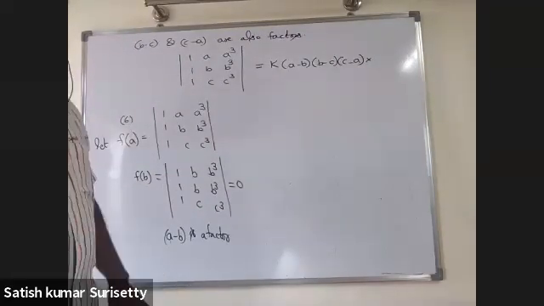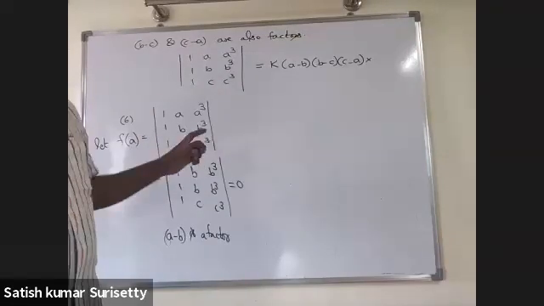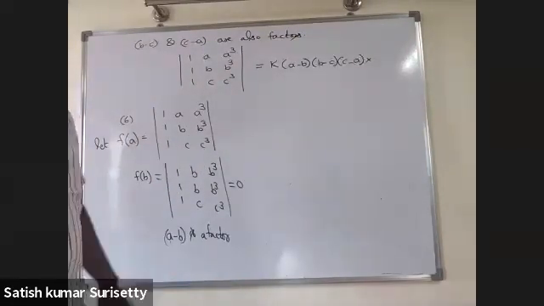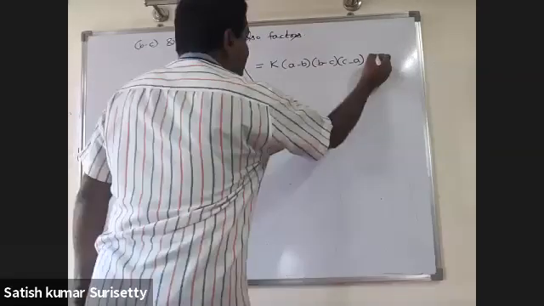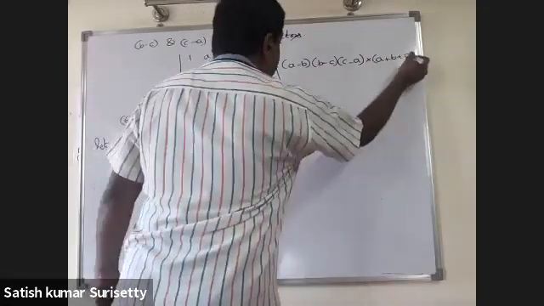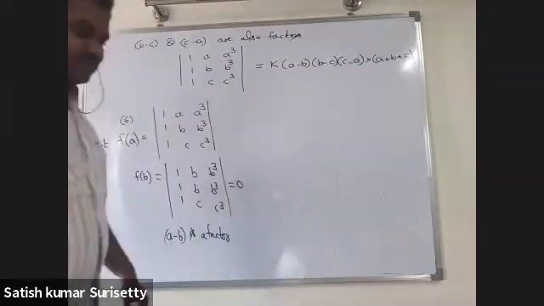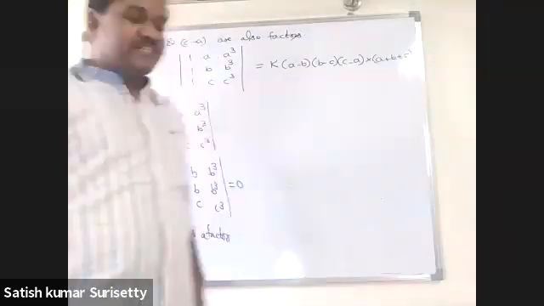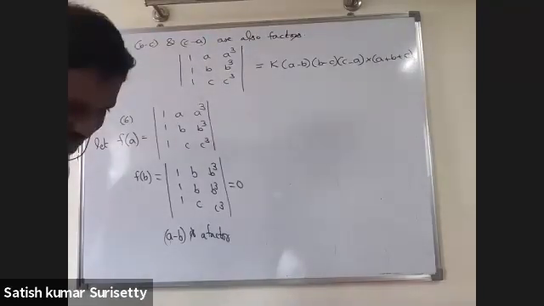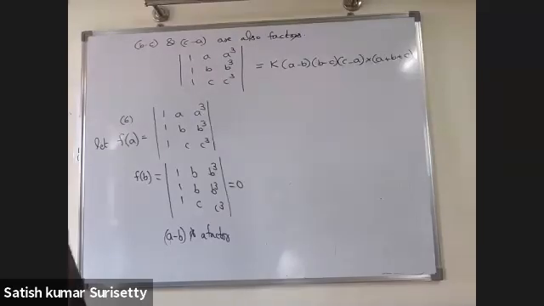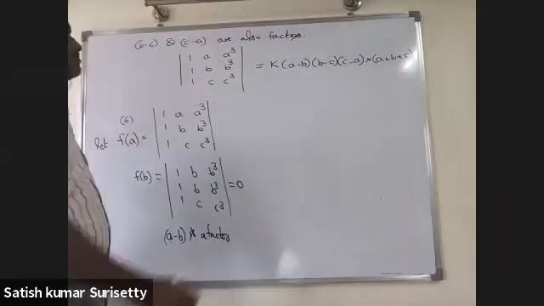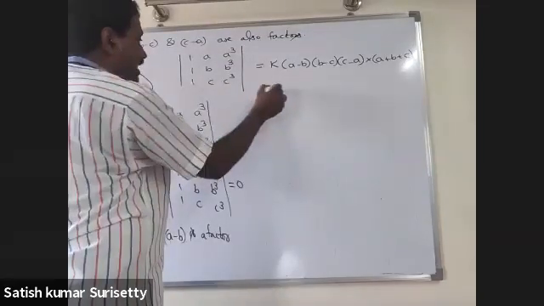It should be linear, and I should take a factor such that when I replace a with b, b with c, c with a, the factor should remain the same. a plus b plus c I should take, so that when I replace a with b, b with c, c with a, it will be the same only. Now, how to find the k value? Now, this is an identity.